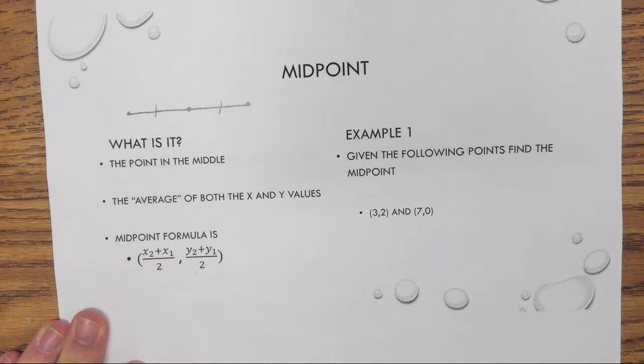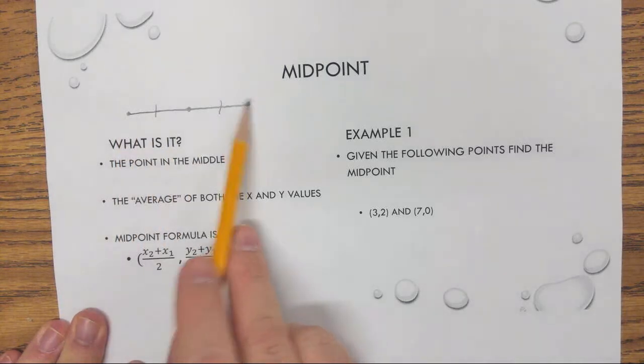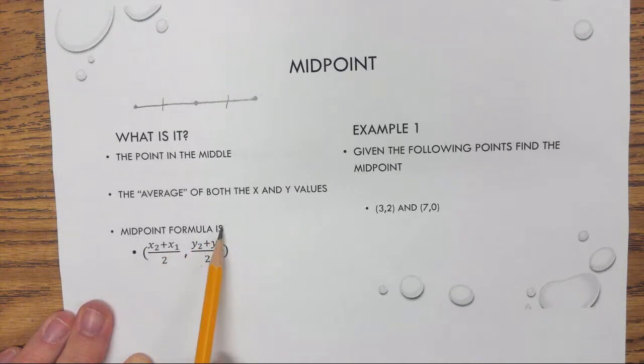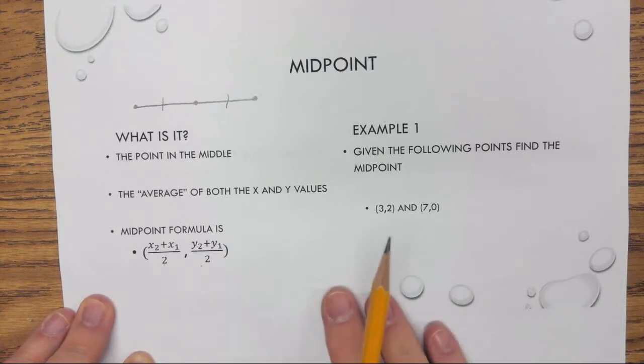Okay, so when we're talking on a coordinate, we're talking about x's and y's or coordinate pairs, and we average those because we have two x's and two y's. Then I can add them together and divide by 2. So that gives me my midpoint formula. So the midpoint formula is x2 plus x1 divided by 2 to get the x value of the midpoint, y2 plus y1 divided by 2 to get the y value of the midpoint.